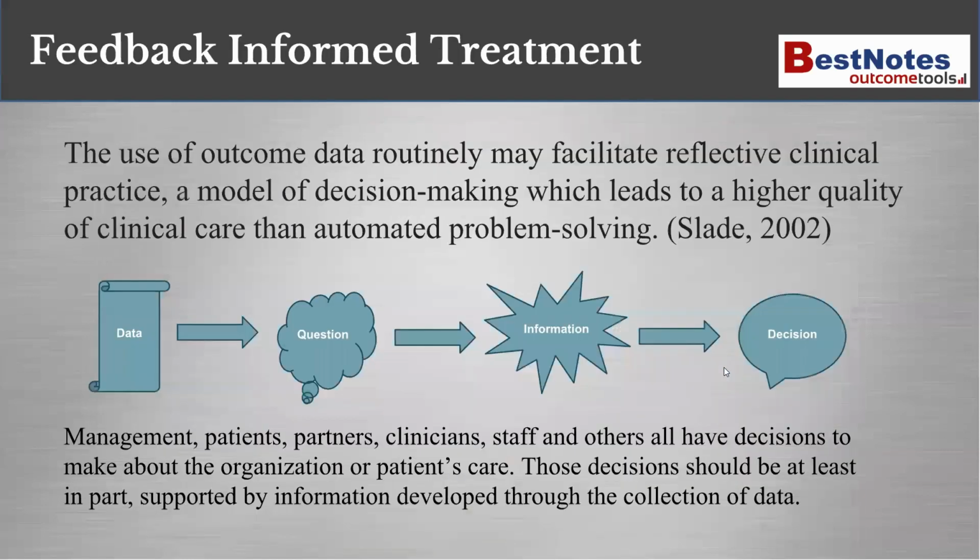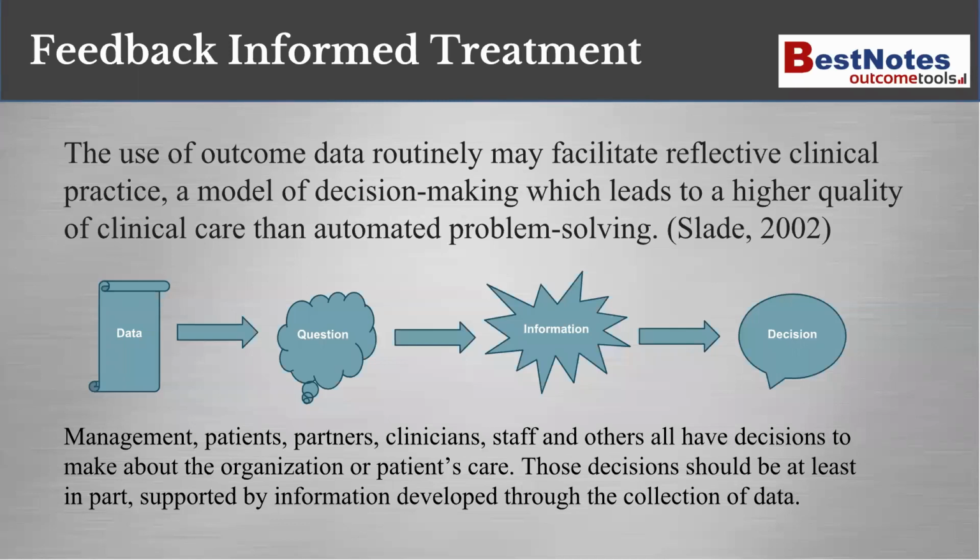So this is all going back to your feedback-informed treatment. That's what the Joint Commission wants you to do. Right here it says, the use of outcome data routinely may facilitate reflective clinical practice, a model of decision-making which leads to a higher quality of clinical care than automated problem solving.